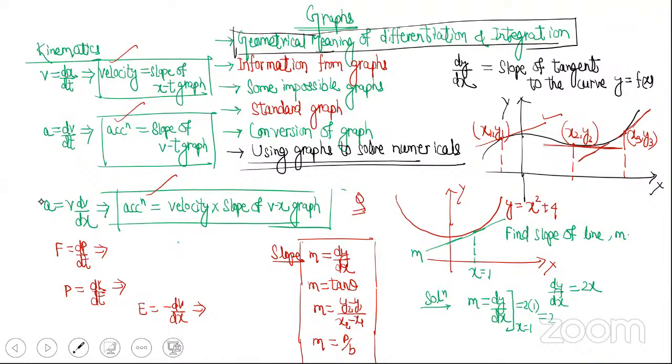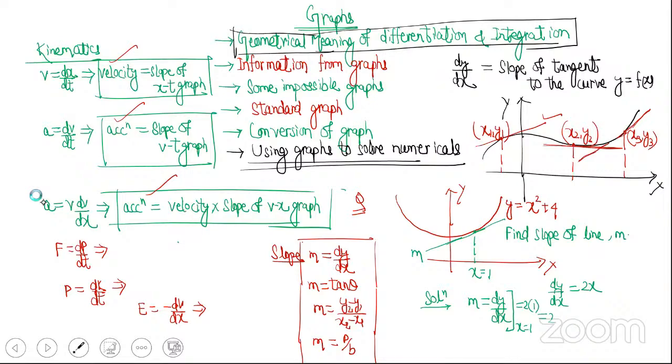Similarly, you have a equal to dv by dt. That means acceleration is slope of vt graph. Similarly, you have a equal to v dv by dx. dv by dx means slope, so acceleration is velocity into slope of velocity position graph, right?